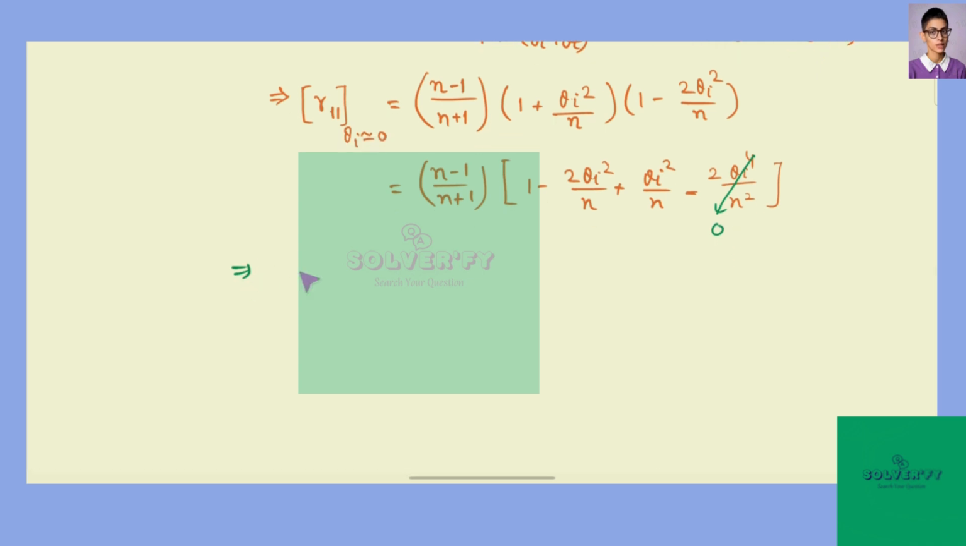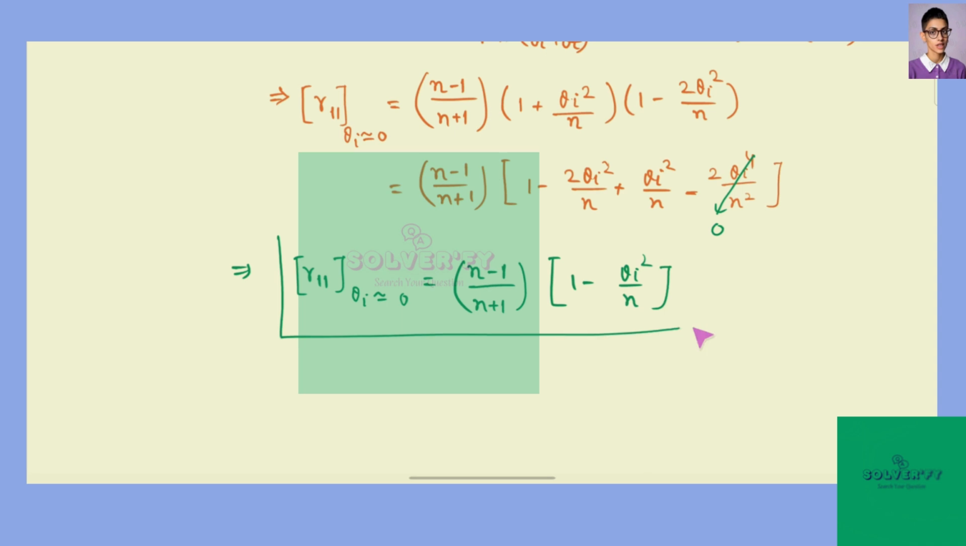So we can write that R parallel for nearly normal incidence will be equal to (n minus 1)/(n plus 1) into (1 minus theta I square by n). So this is the proof for this equation, which is true for nearly normal incidence of the incident light. So this is the answer for the question.